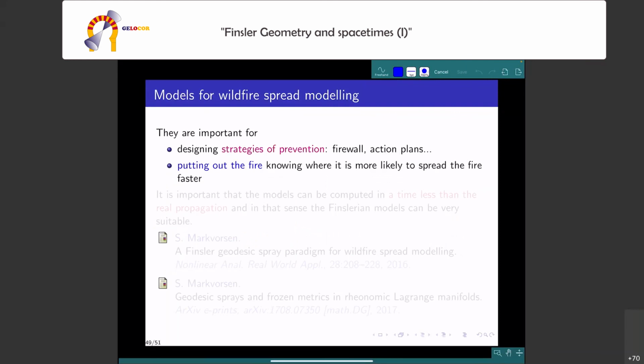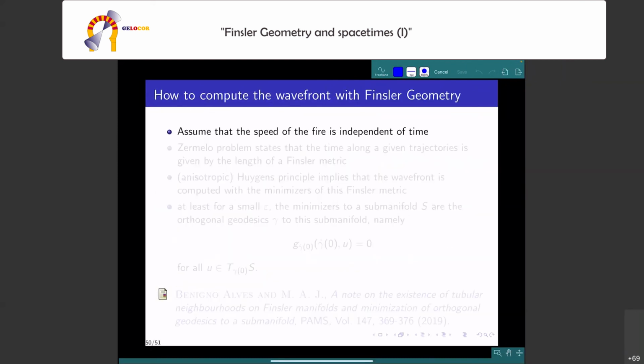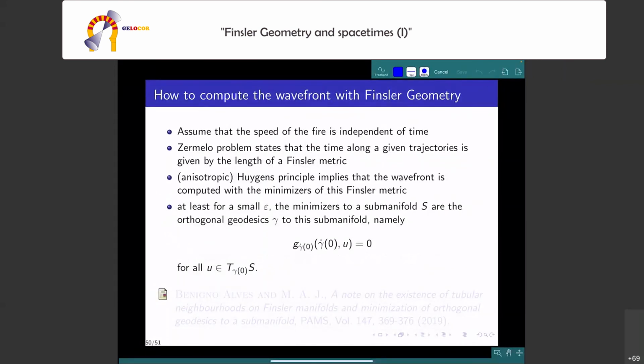This was done here. This is very important because it can help in the strategies of prevention and where to put the firebreaks and so on. So the point is that in the general case, when you have a general wavefront, you can apply the Zermelo problem, and you obtain the Zermelo metric given the velocity in every direction, depending on the slope, on the wind, and so on.